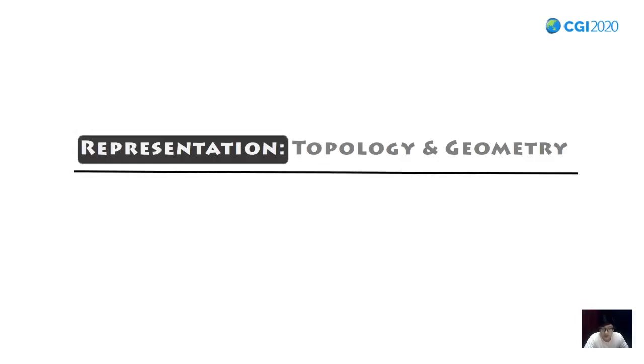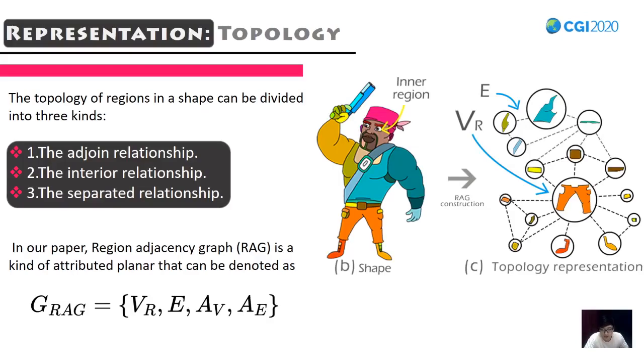The representation model is the fundamental of our method. Let's start with the topology. In our paper, the region adjacency graph, we call it RAG, is introduced to provide the topology information. RAG is a kind of attributed planar graph that can be denoted as this equation, where VR represents the regions in a shape, E represents the relationship between two regions, and AV and AE represent the attributes of VR and E.